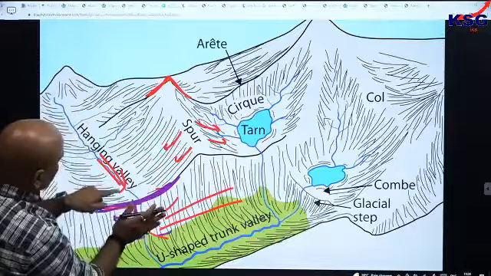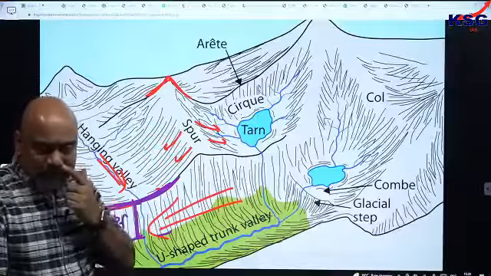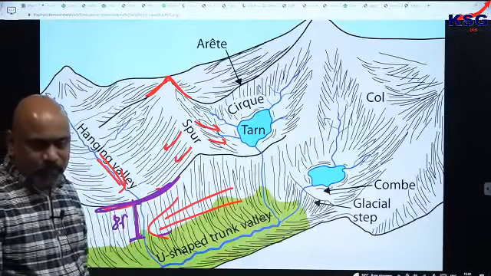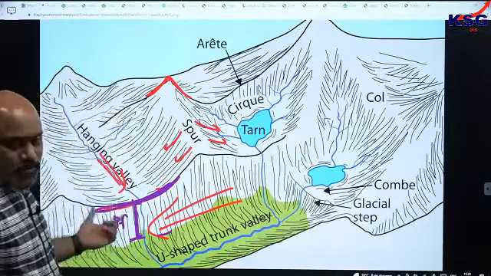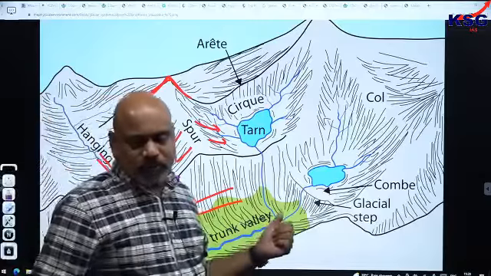This valley is hanging, so a small U-shaped valley is hanging over the large U-shaped valley. Okay, small U-shaped valleys are hanging on the large U-shaped valleys. I hope it is clear to you now.